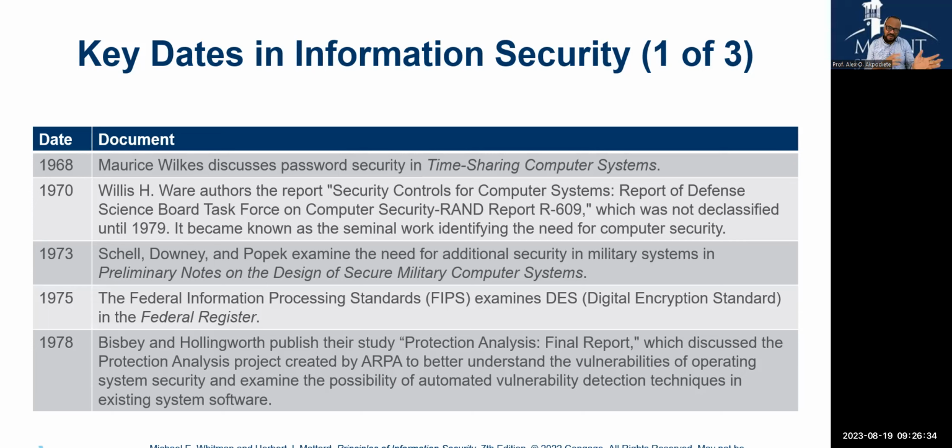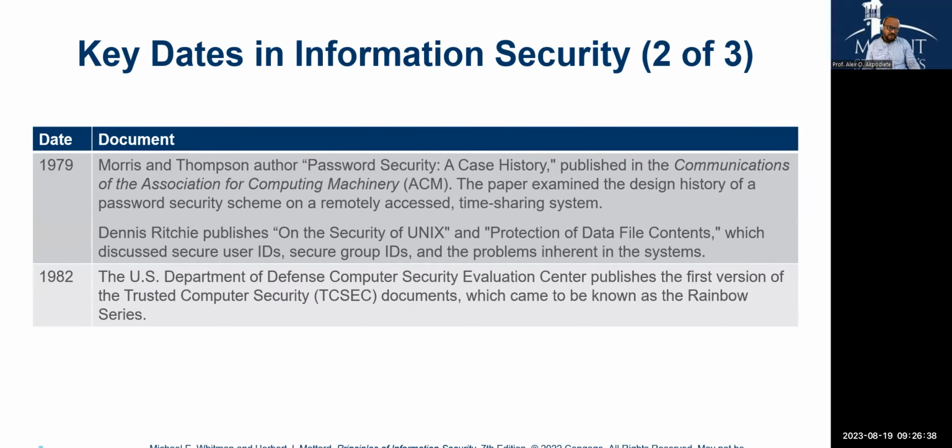And you see stuff about the FIPS way back also. In 1982, you saw the first published version of what's called the Trusted Computer Security documents, which came to be known as the Rainbow series. And then you got into the research on different things, like the Unix research. So there's something called Unix operating system security.